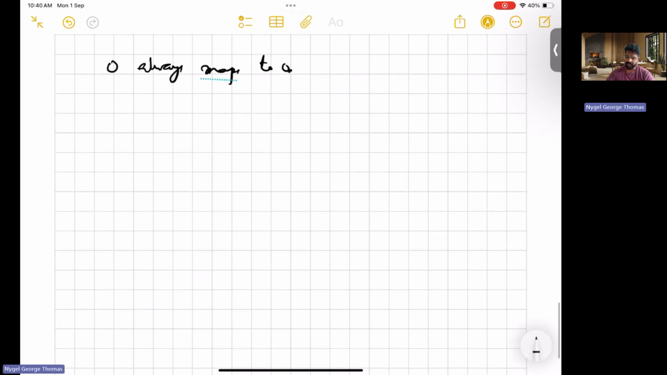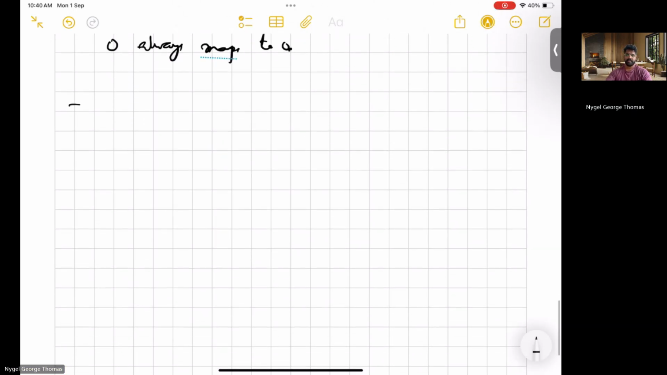Okay, let's look at a few more things. Any A belongs to R m cross n. What is it? This is a matrix. It's a linear transformation.